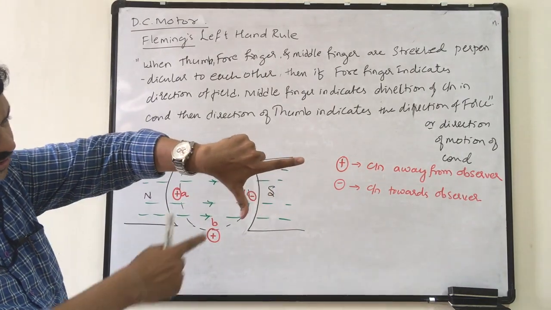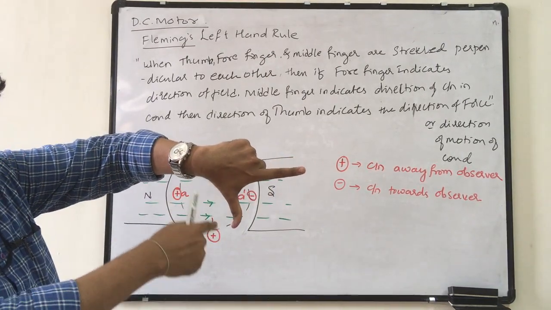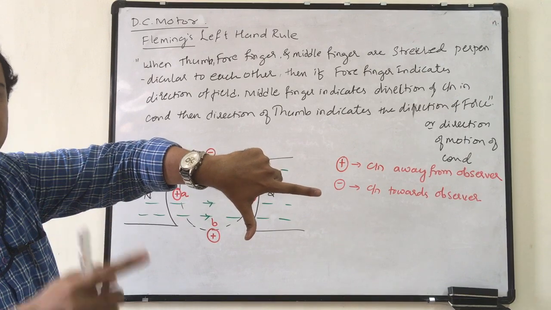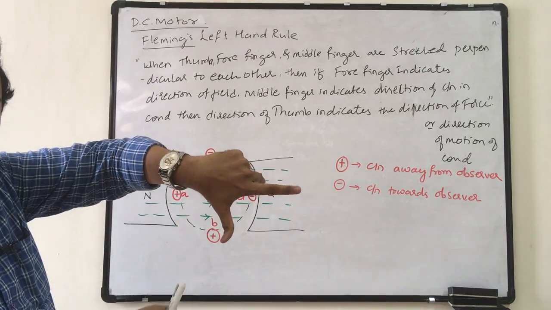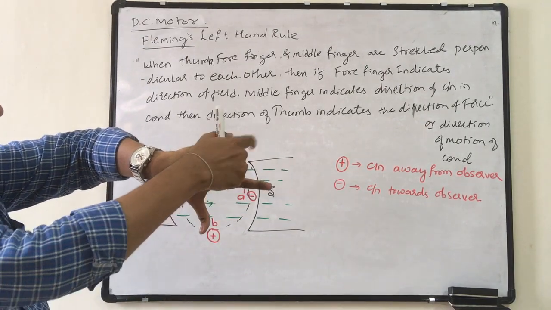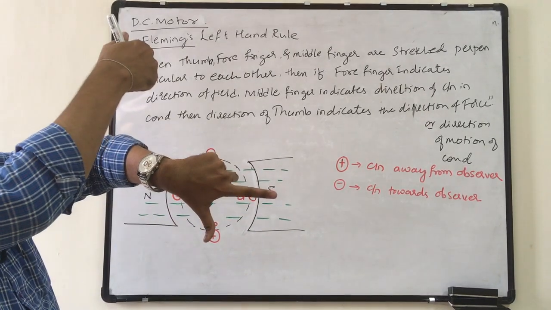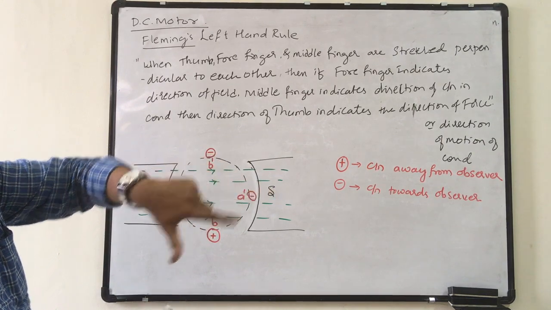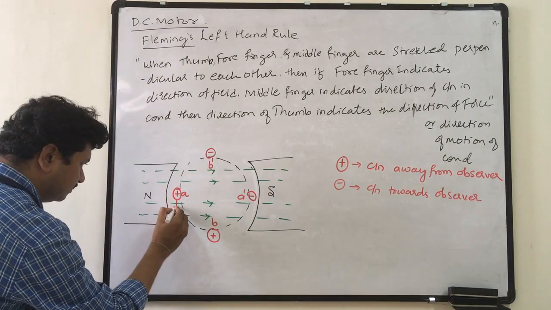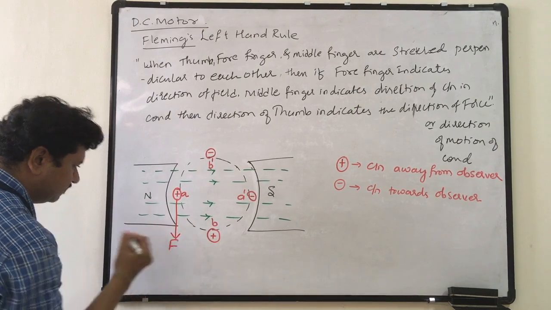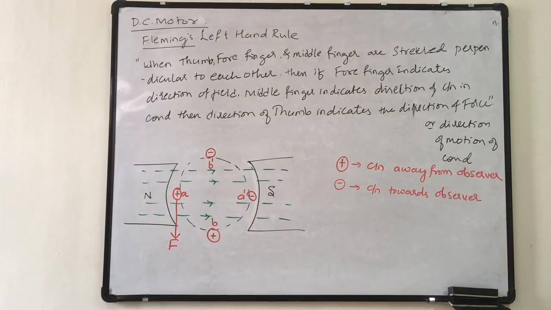Therefore, the direction of the thumb gives the direction of the force or direction of motion. Now the force is downwards. Field is left to right. Current is away from the observer. Force is downwards. This is the force F.